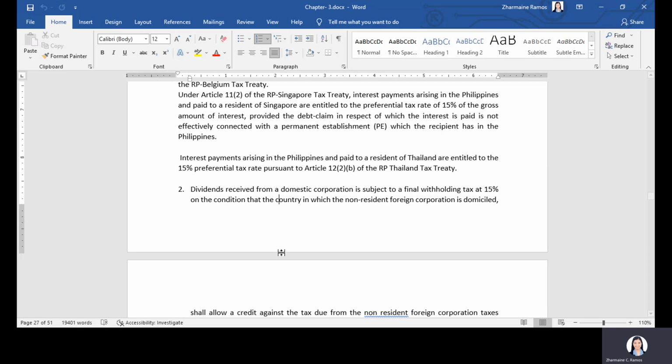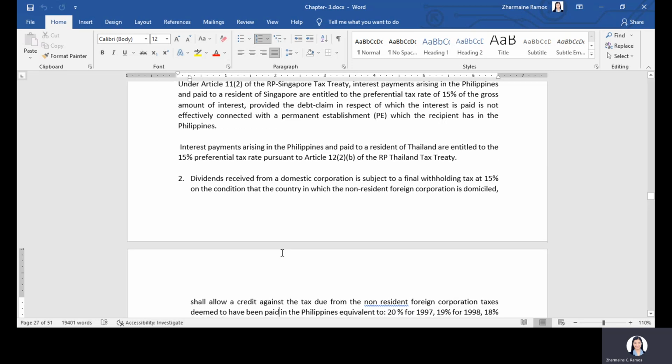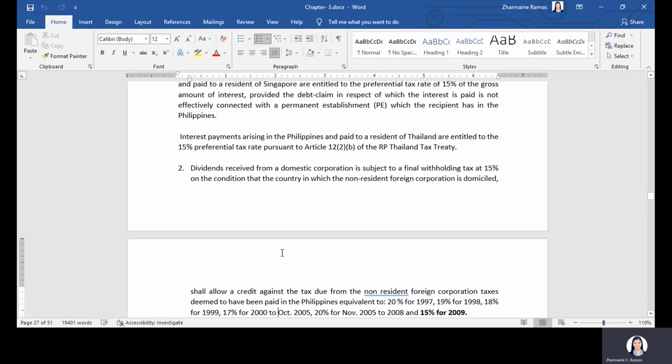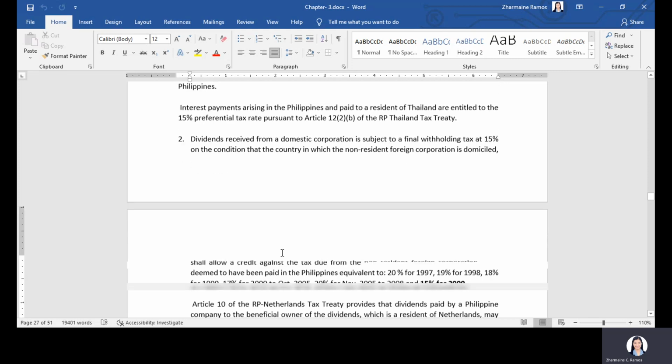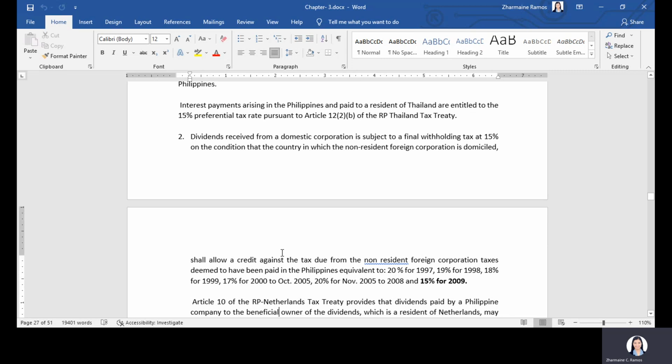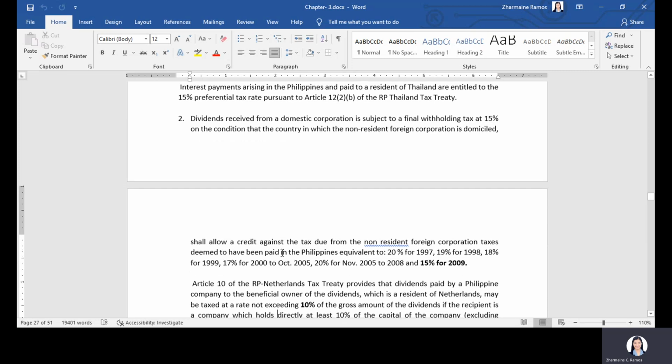So pag dividends naman received from a domestic corporation, it is subject to a final withholding tax at 15%. On the condition, may condition siya, that the country in which the non-resident foreign corporation is domiciled shall allow a credit against the tax due from the non-resident foreign corporation taxes deemed to have been paid in the Philippines. So yan yun, 20% ng 1997, 19% 1998, hanggang sa 15% for 2009, which is the latest.